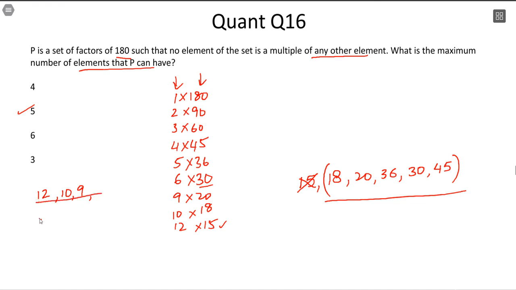Okay, let me then do 12, 10, 9. These 3 we had already taken. Can I take 15 now? Yes. Can I take 45? No. 60? No. Any other number that I can potentially fit? 4? No, because of 4, am I getting troublesome? 36? No. Any other number that I can fit in? I'm chucking this 12 in favor of 4 so that I can also include 6. I can have another case of 4, 10, 9, 15, 6.